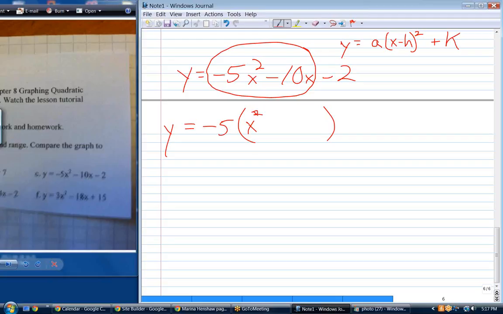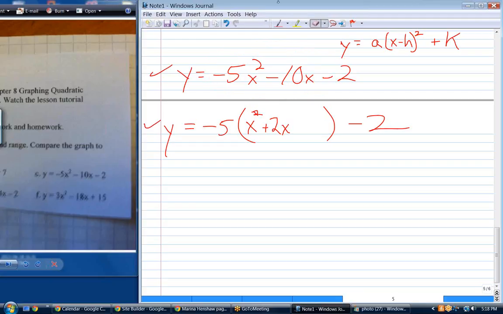So it's negative 5 times x squared plus 2x. So right there, we haven't changed anything. We still have the minus 2 sitting out here. So I've gone from this step to this step without changing the equation. That's the whole point. And I'm now set up to complete the square inside the parentheses. So how do I do that?